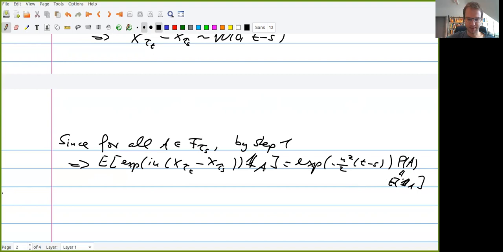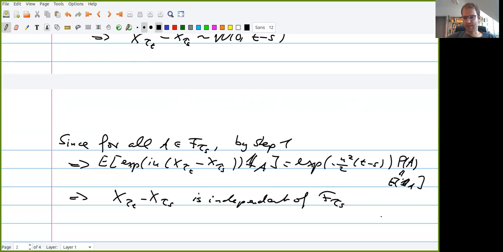Okay, and this is actually it, right? This tells us that the increment of X_tau_t is independent of the past, independent of the time change filtration. Okay, cool.